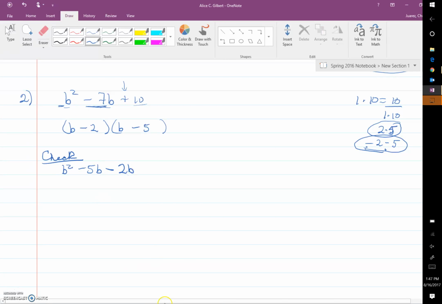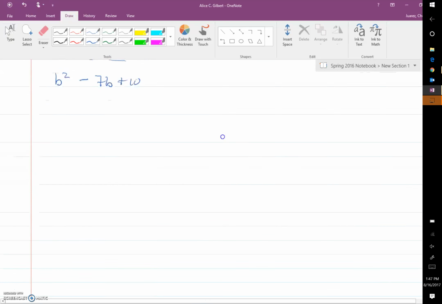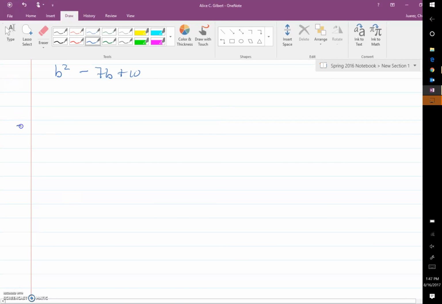-2b, and -2 times -5 is +10. Now I have these 2 like terms to combine, so b squared minus 7b plus 10. That's the exact same thing I started with, and so I'm good. Let's do another example.